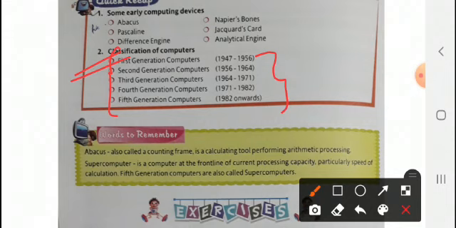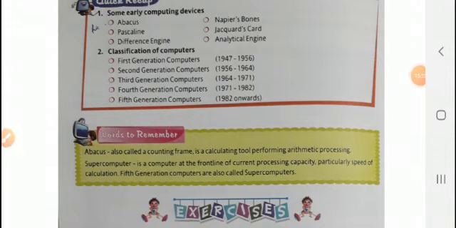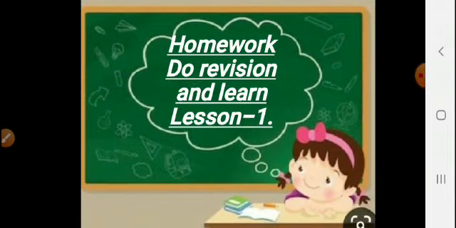The exercise in this chapter is also very simple. So what do you have to do for homework, dear children? For homework, you have to revise lesson number 1 and write in your revision copy. We have prepared one revision copy. In that copy you have to do all these questions, and in the middle of the chapter I also told you some questions. If you haven't seen them, you can repeat the video.